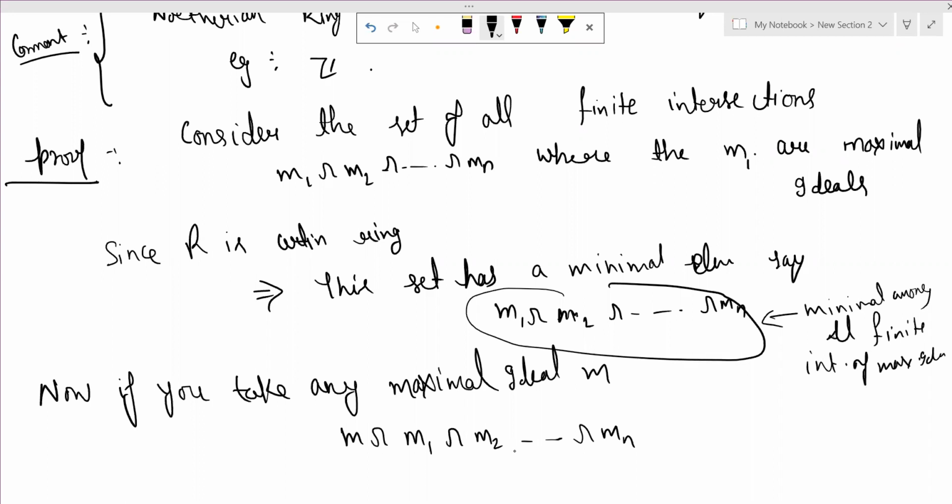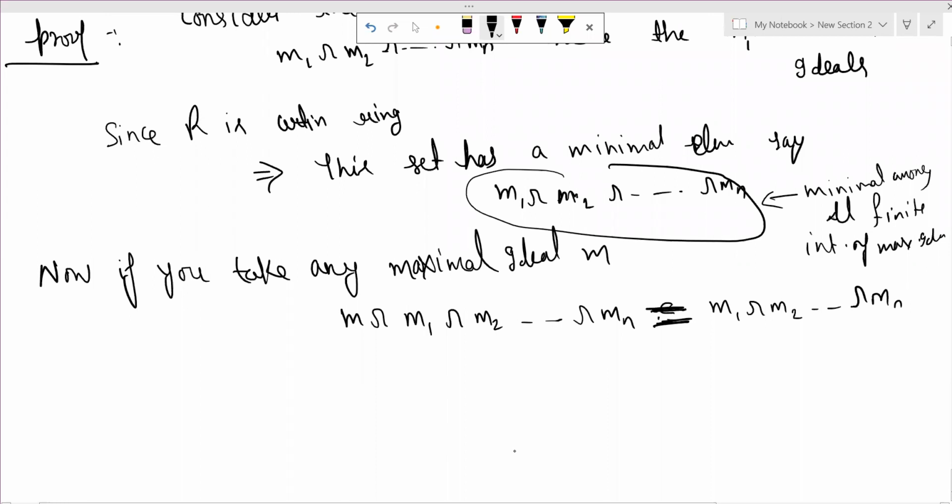this one, M intersection M1 intersection ... intersection Mn, is always contained in M1 intersection M2 intersection ... intersection Mn. But since M1 intersection ... intersection Mn is minimal, this should be equality. So M should contain M1 intersection M2 intersection ... intersection Mn.